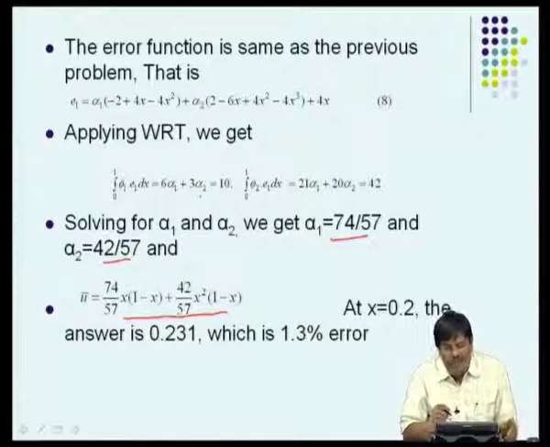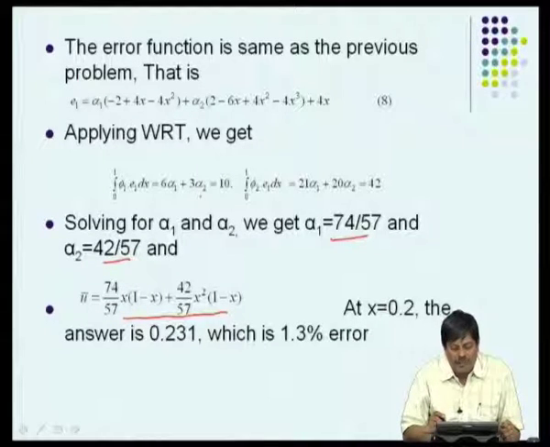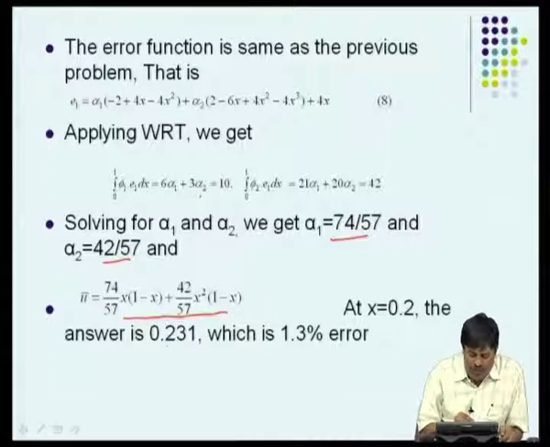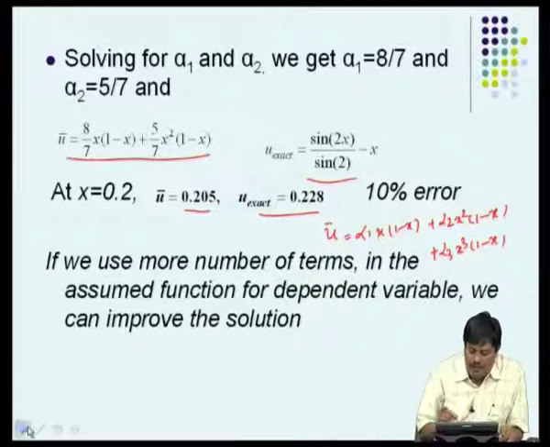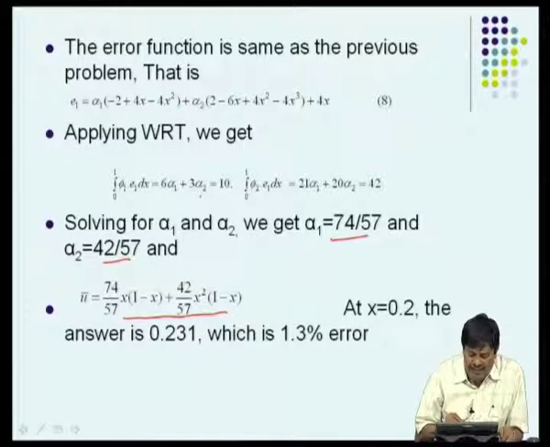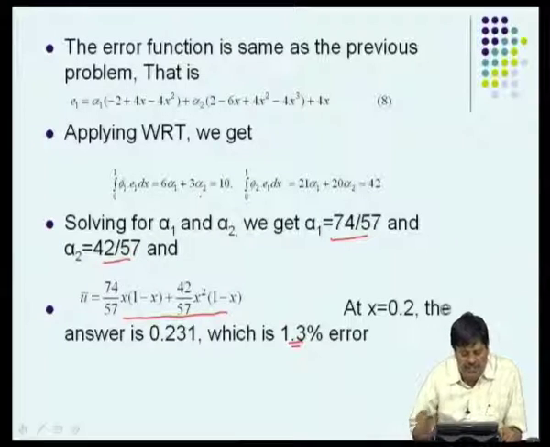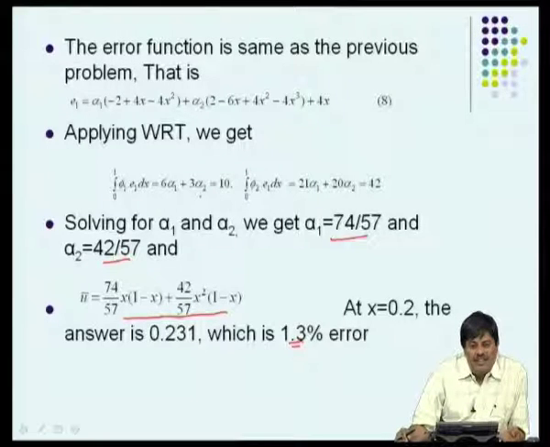So, we substitute at the same point x equal to 0.2 and find out what the answer for u bar is, and we get 0.231 as opposed to 0.228, which is the exact solution. So, the error is considerably minimized. What is the reason for getting a smaller error here as compared to the method of moments?